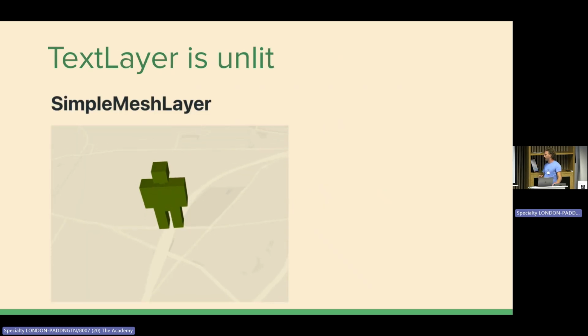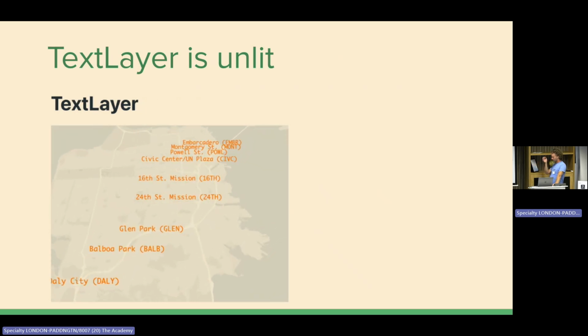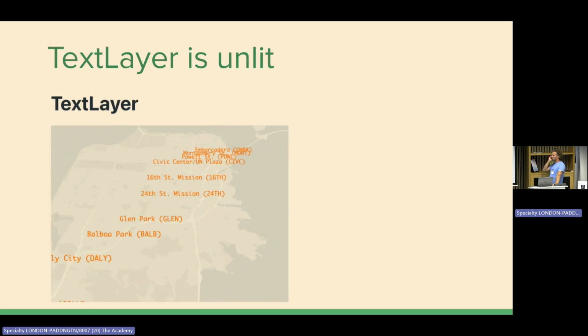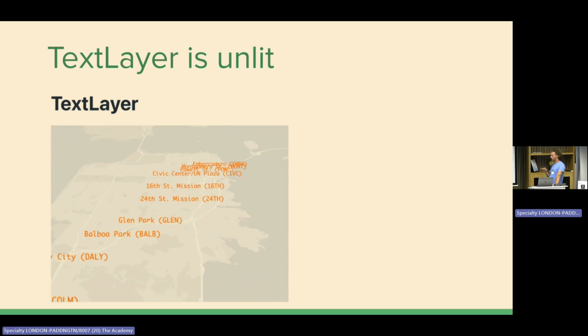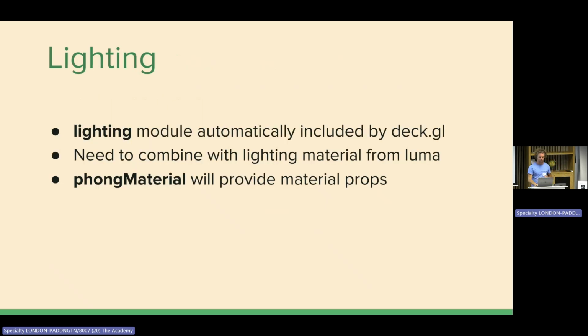And just as a comparison, the simple mesh layer is already using this. As you see, as I rotate this, the colors on the shoulders are being shaded. It gives the model some kind of 3D space, whereas the text layer is just purely one color. It doesn't matter how you rotate the camera, it's always going to look like this, and it doesn't have the same sense of depth.